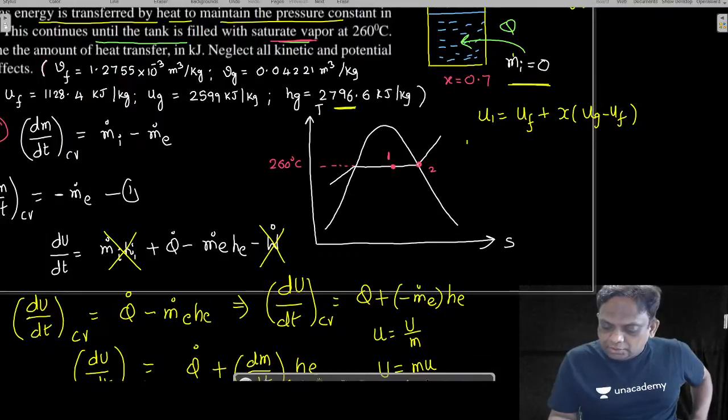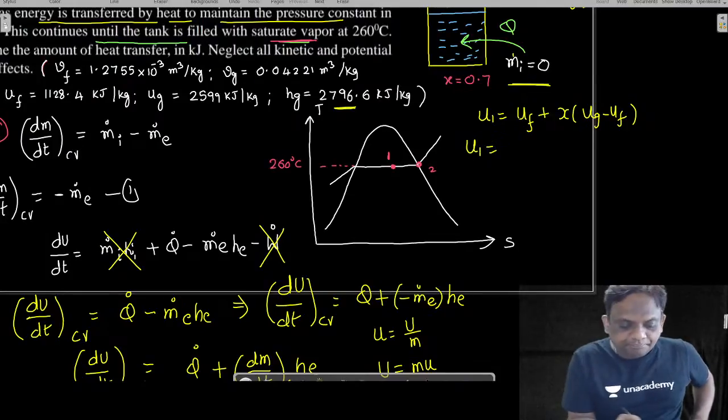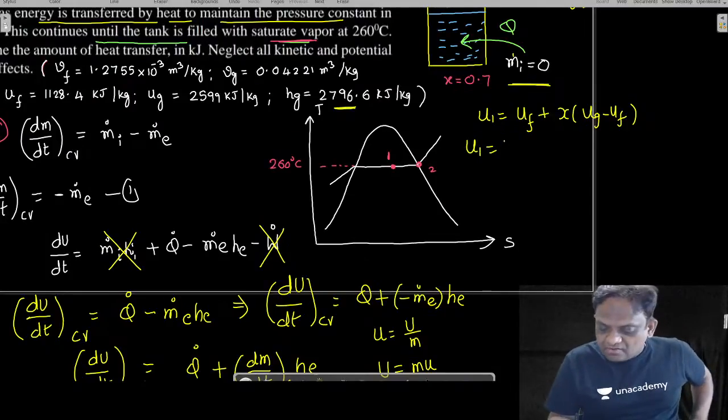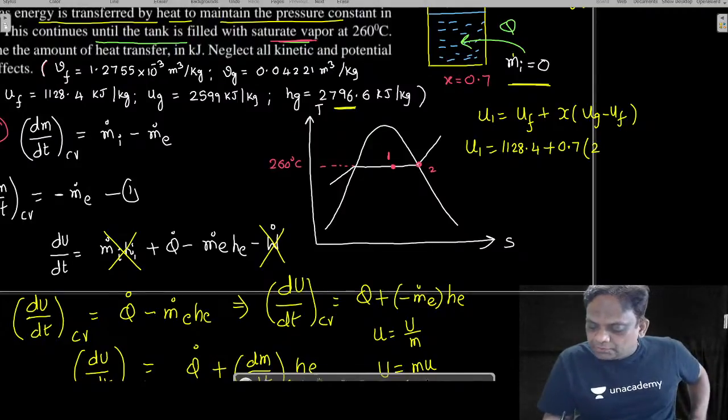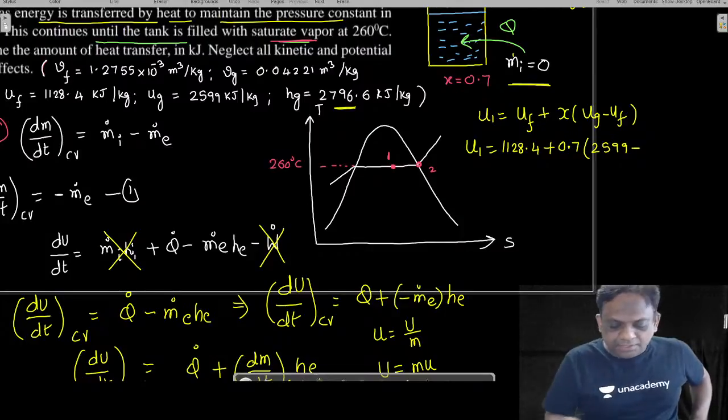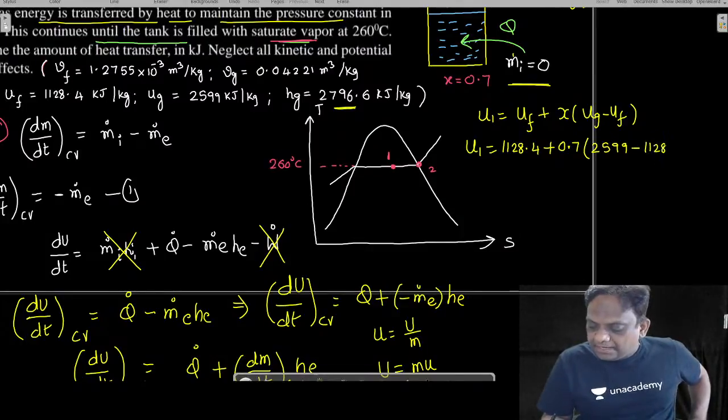So therefore, U1 is equal to UF. Already UF is known, 1128.4 plus X is 0.7. UG, what is UG? 2599 minus UF. What is UF? 1128.4. Can you tell me the value of U1?